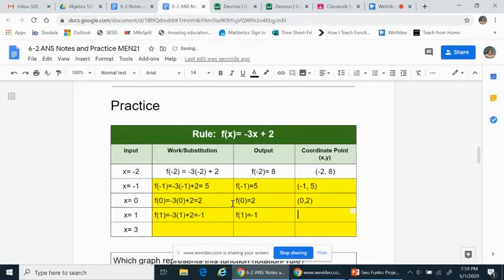Equals -1. This one's fun to write, (1, -1). Next one, we have f of 3 equals -3 times 3 plus 2. So we have -3 times 3, which is -9. -9 plus 2 would be -7. We have f of 3 equals -7, which means 3 was my input and -7 was my output.